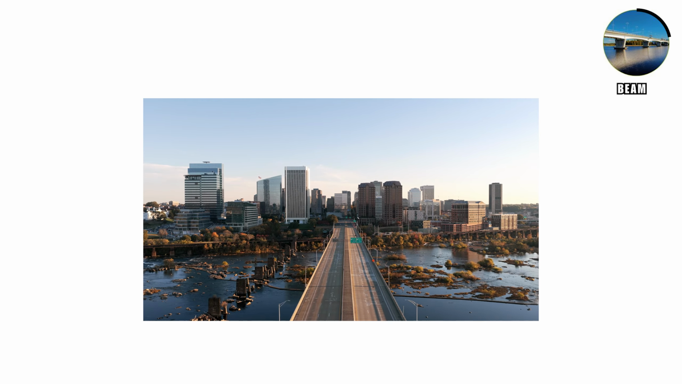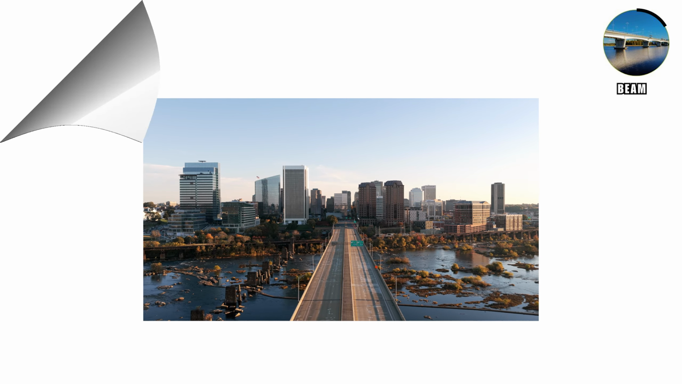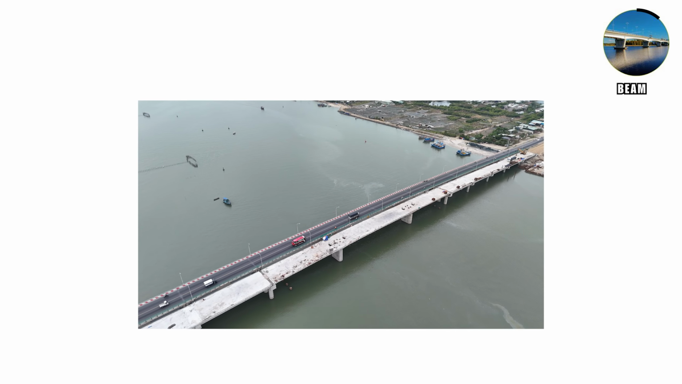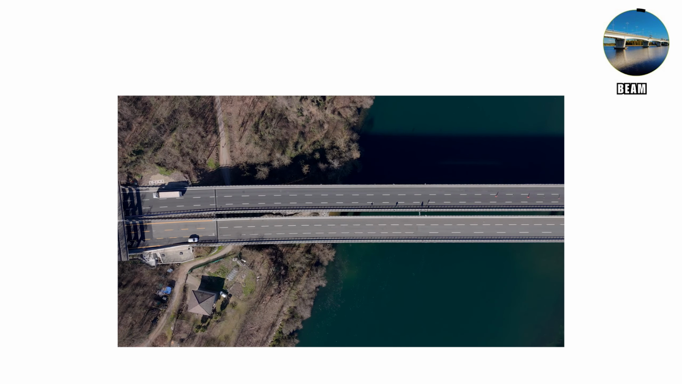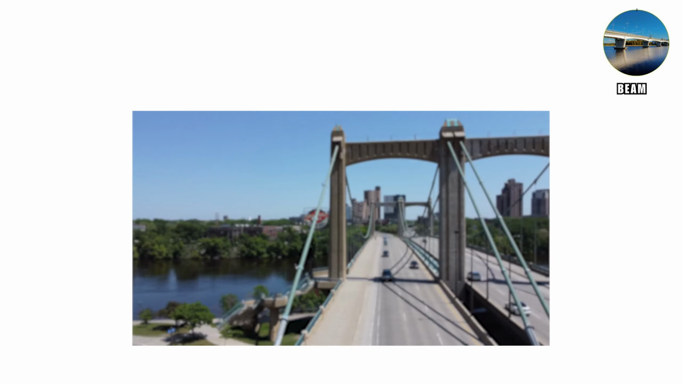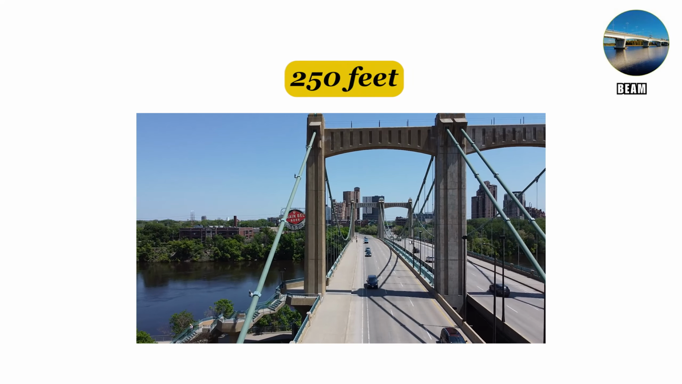The problem with beam bridges is self-weight. At a certain span distance, the girders become so heavy they can barely support themselves, let alone the roadway and traffic on top. This is why you don't see beam bridges crossing major rivers. Physics gets inconvenient around 250 feet.